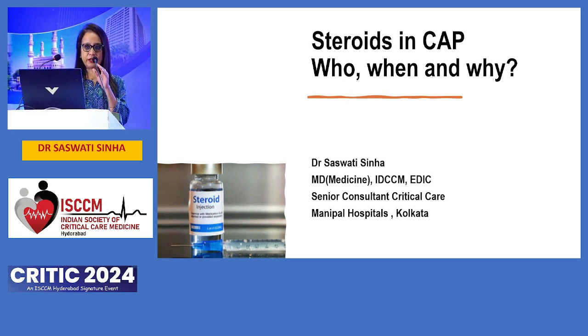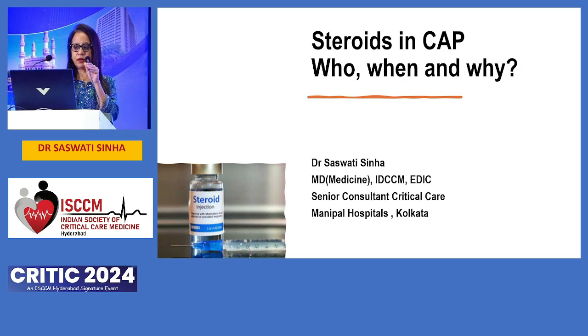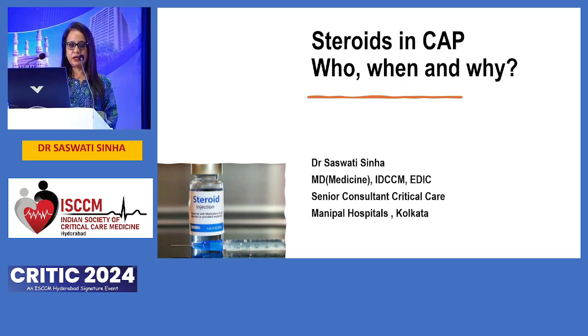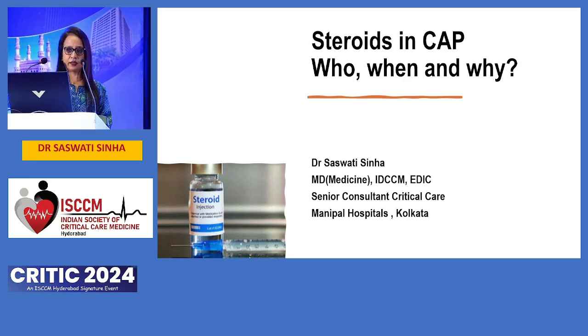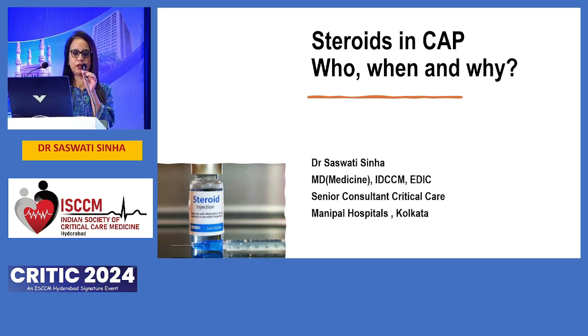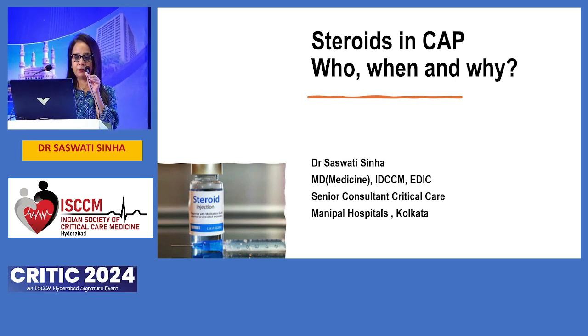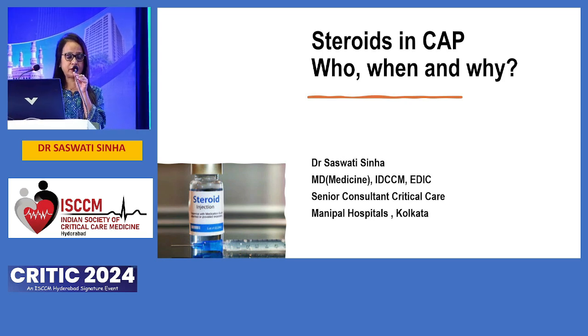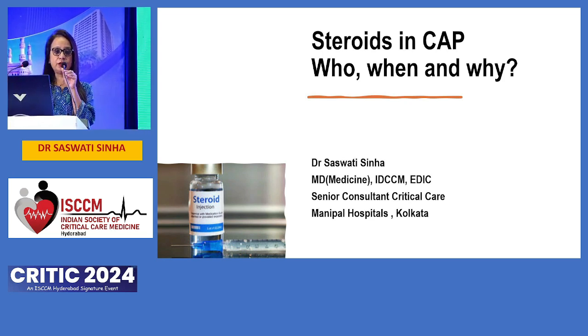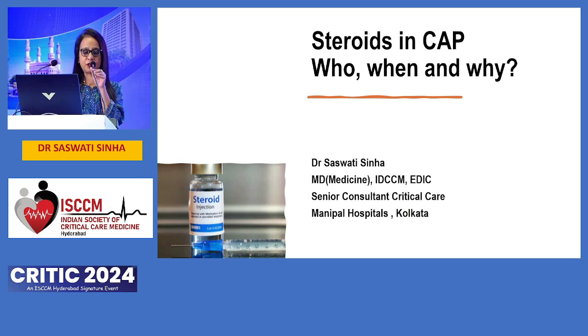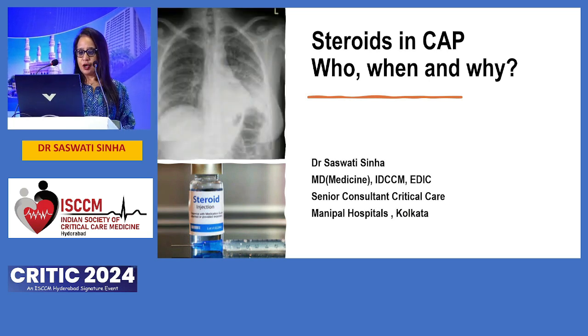So this is very pertinent because we have been seeing a multitude of trials, a huge number of meta-analyses, and going back and forth as to really whether we need to give steroids in patients with community-acquired pneumonia. Do we need to give it to everyone? How do we choose which patient to give it to?